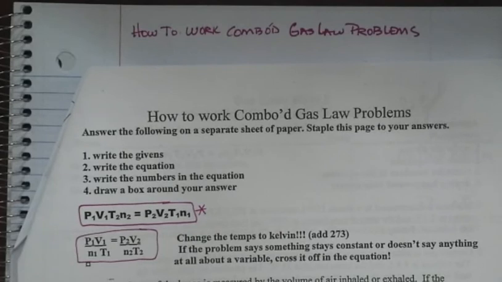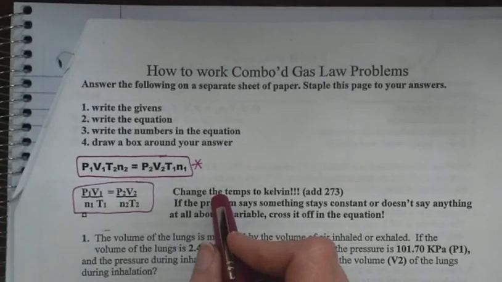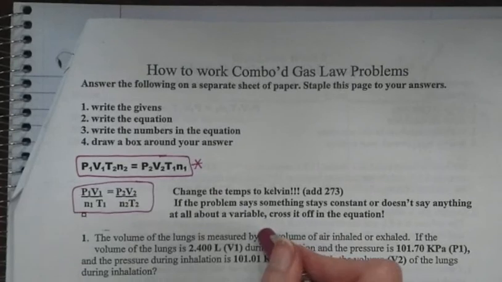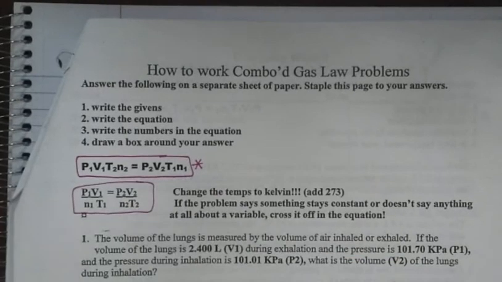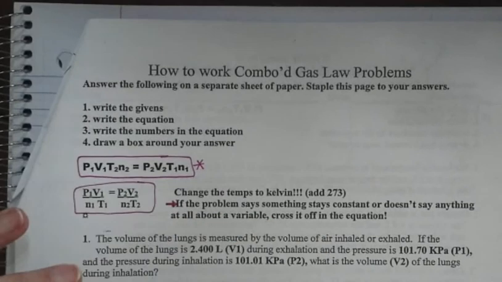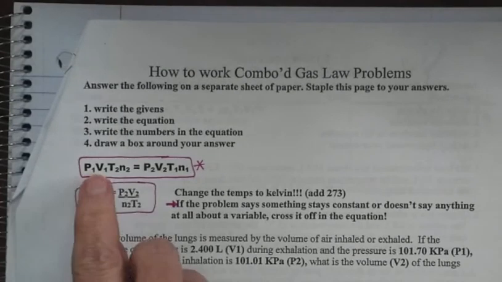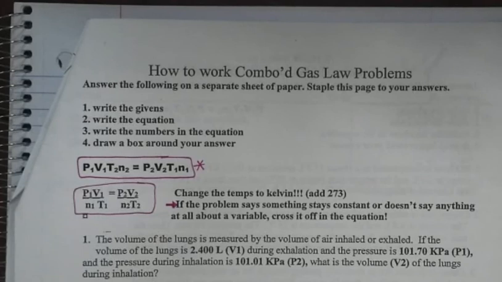All right. So there are a couple of things it says up here. First of all, change your temperatures to Kelvin. Always, always, always change the temperatures to Kelvin. And this piece of information right here is really important too. If the problem says something stays constant or it doesn't say anything at all about it, that particular variable, whether it's pressure, volume, temperature, number of moles, you can cross it off in your equation. So we can totally ignore it.